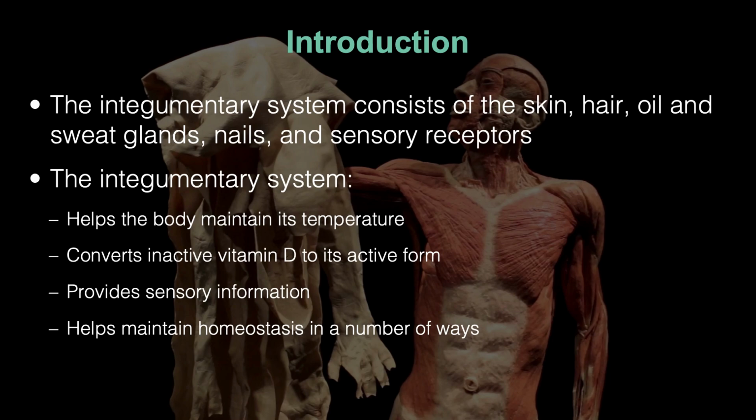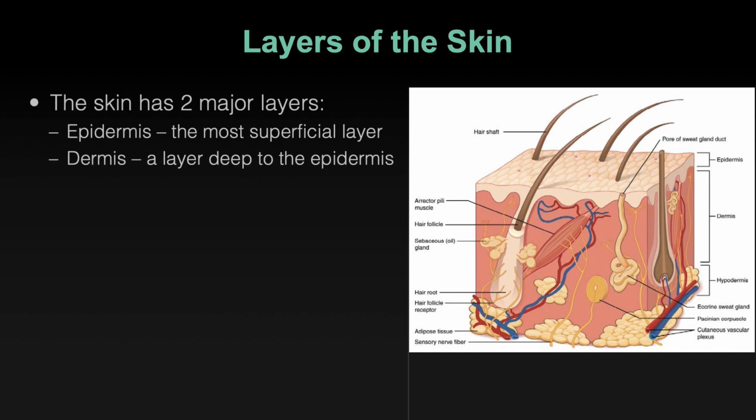So a number of different functions, but let's focus first on the structure. When we say skin, what do we mean? What is the structure of the skin? The layers that we are concerned with are primarily two. The most important, I would say, is the epidermis, the uppermost or most superficial layer. We're going to look at that in detail. The dermis is just deep to the epidermis, and we're not going to look at that in as much detail. Epidermis is mostly epithelium, dermis mostly connective tissue, and we'll see that in detail coming up.